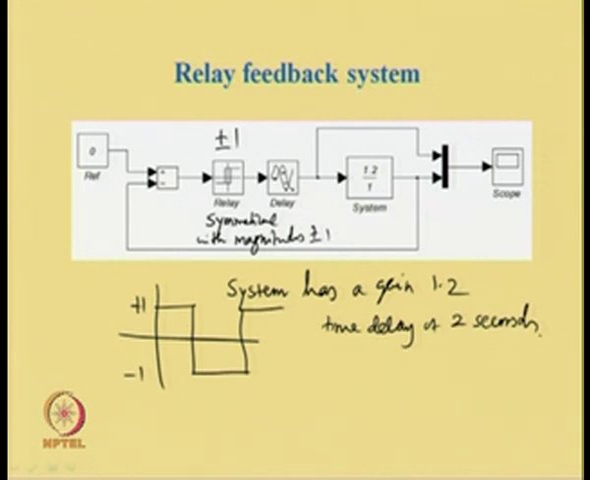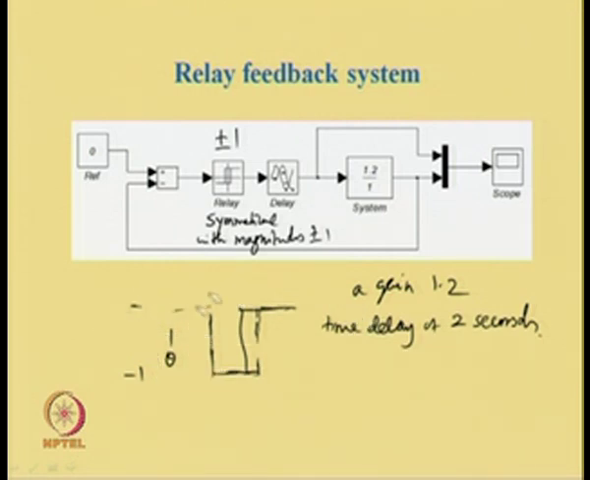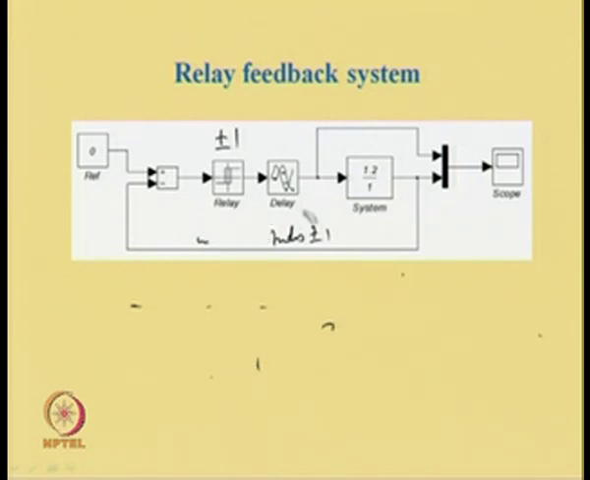When this is delayed by theta seconds, again this will get shifted. So, if this is theta, then I will have the signal shifted by theta seconds. So, the dotted one will be the shifted input, which is really passed on to the system, which has a gain of 1.2. Then, when the relay test is conducted, what sort of sustained oscillatory output we get from this system, that we shall see.